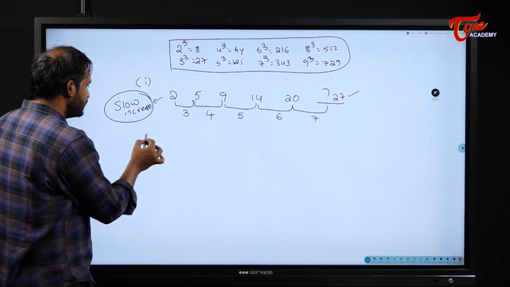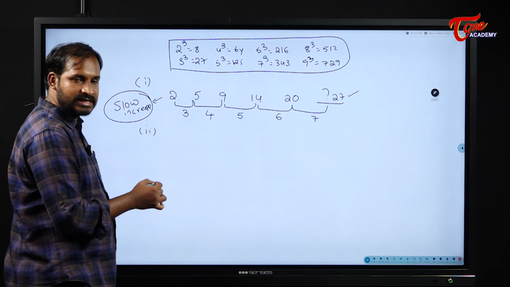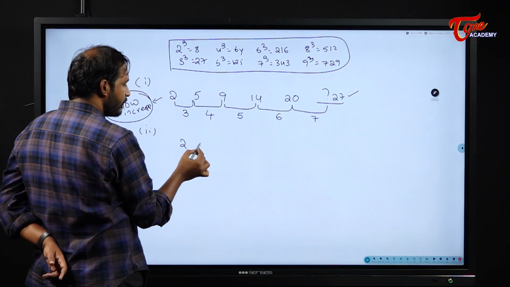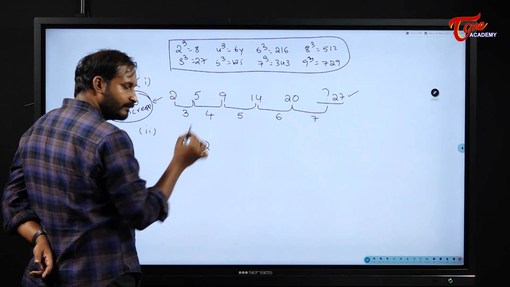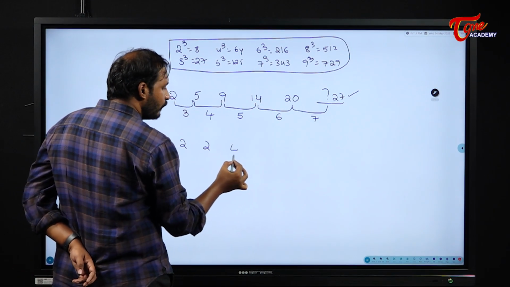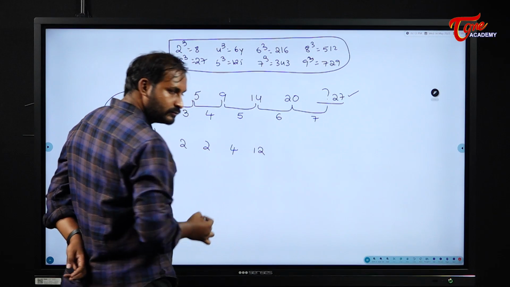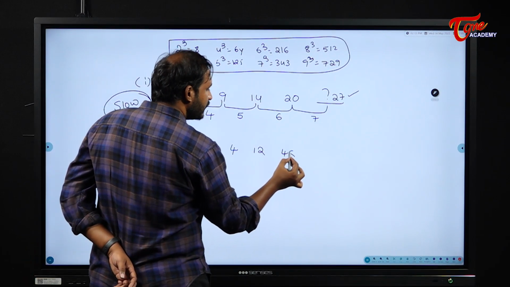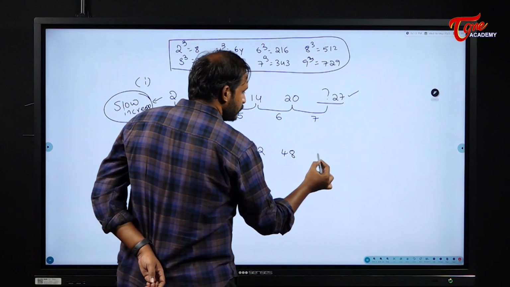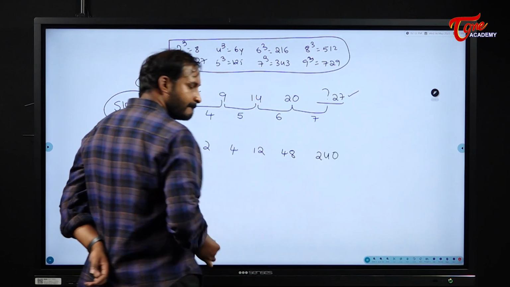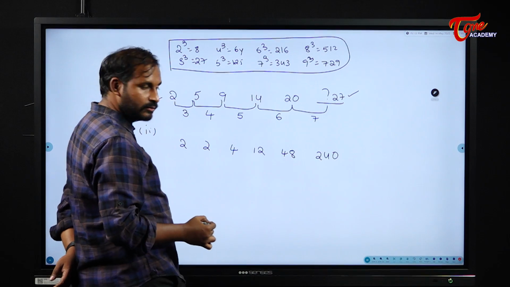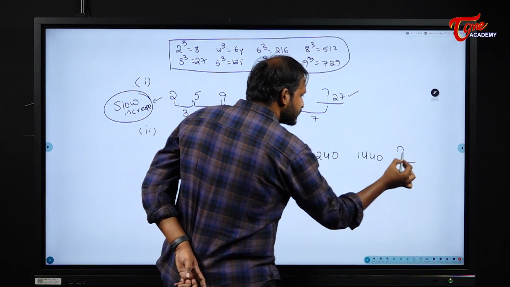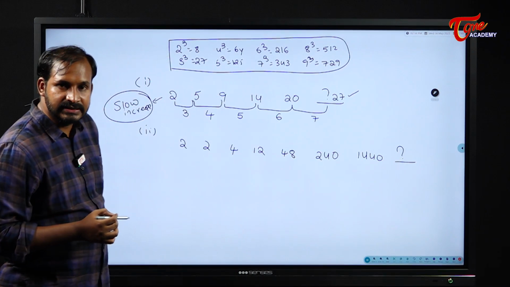And the next model is, for example, a number series like this: 2, 2, 4, 12, 48, 240, and what comes next? Something like this, there is a question.